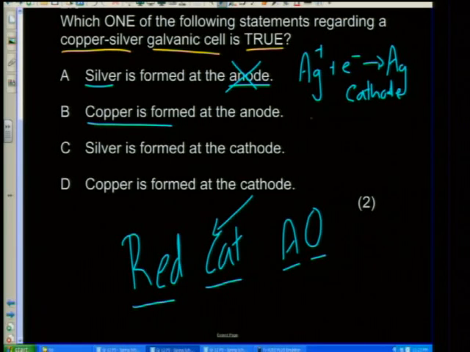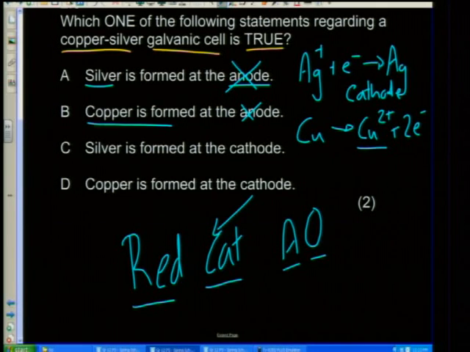Well, we said copper undergoes a reaction in which it loses electrons. Copper isn't formed. Copper ions are formed. So this is wrong. We know that the anode has to be oxidation, and that's not what's happening. Copper can't be formed by oxidation. Well, not in this case.